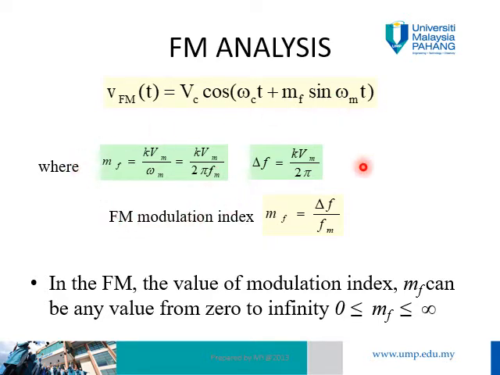So from this equation, we have the formula for the modulation index, which is mf. m is the modulation index, f is for FM. The modulation index for FM equal to delta f over fm: the frequency deviation over fm, the frequency of the modulating signal. In FM, the value of modulation index mf can be any value from 0 to infinity.